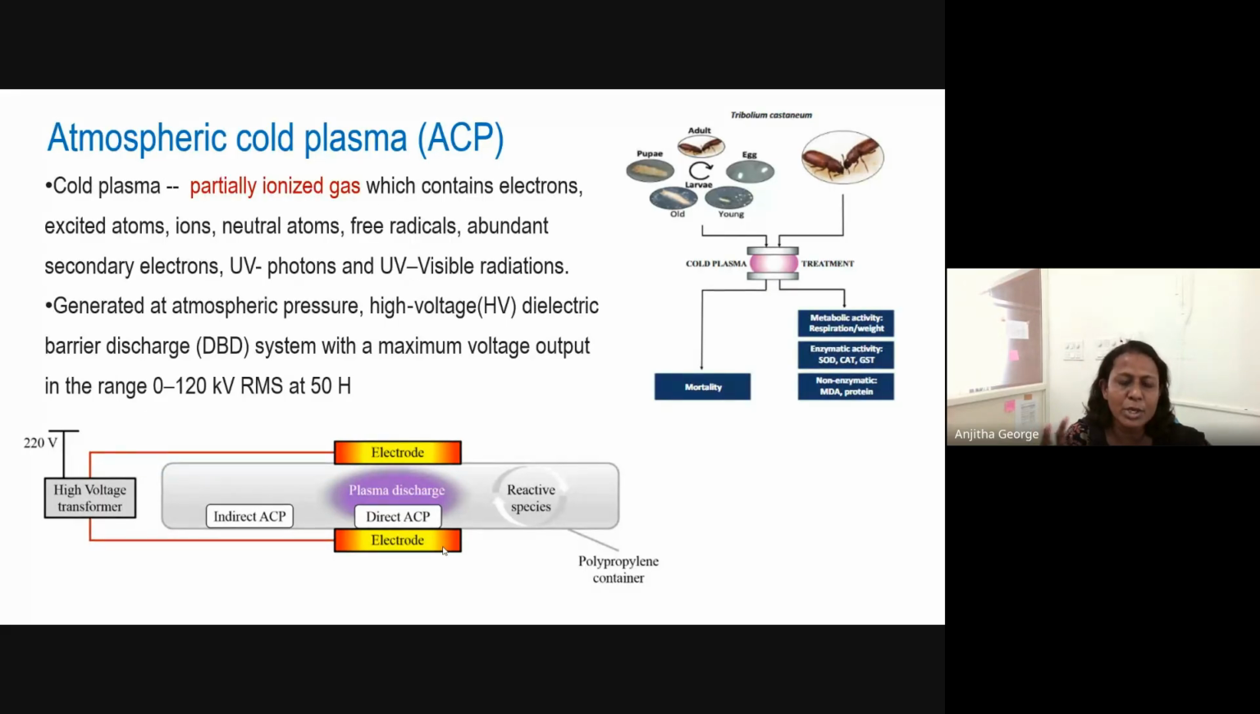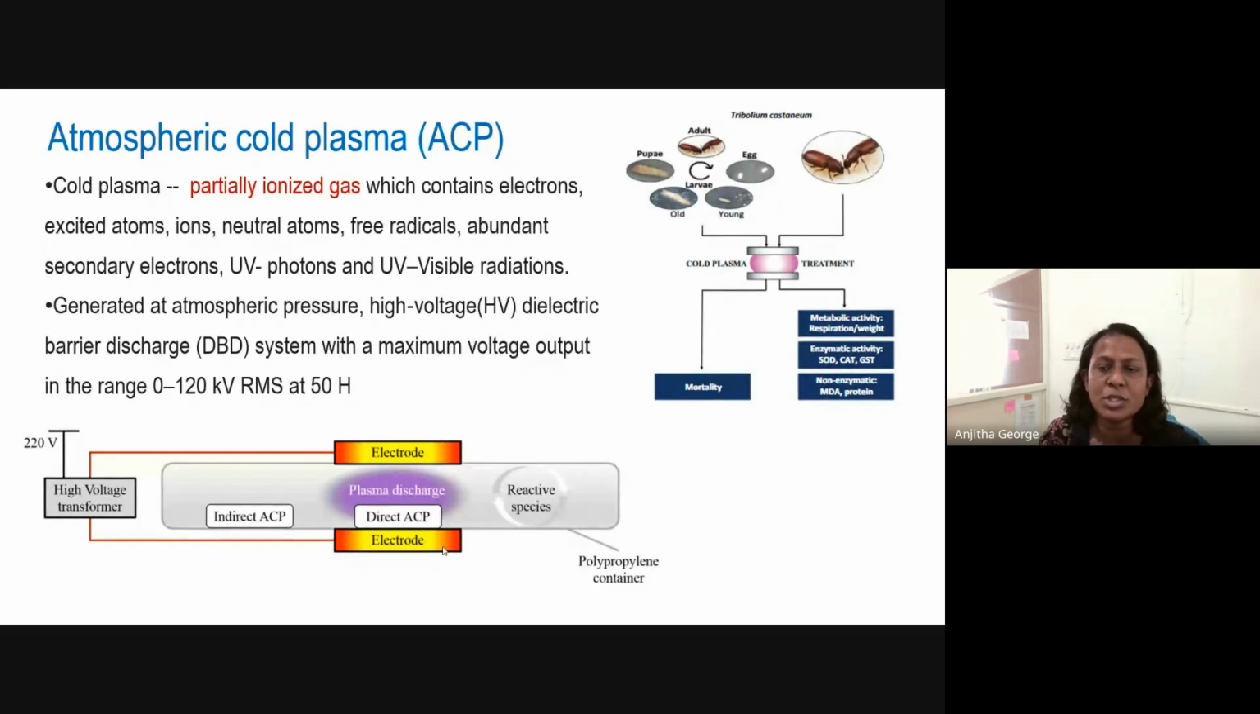You are using only atmospheric air, with a high voltage dielectric barrier. One setup is there with maximum voltage. You are stepping down from 220 volts to a lower level of around 80 to 120, and you are subjecting the sample to this. This is a non-thermal method. You are using this method to manage insect pests.